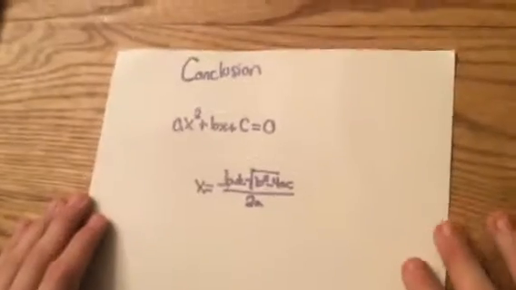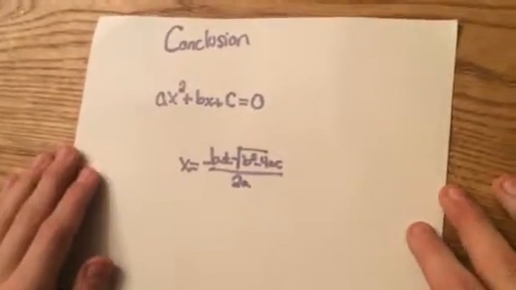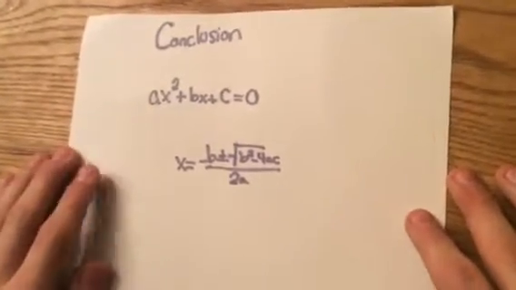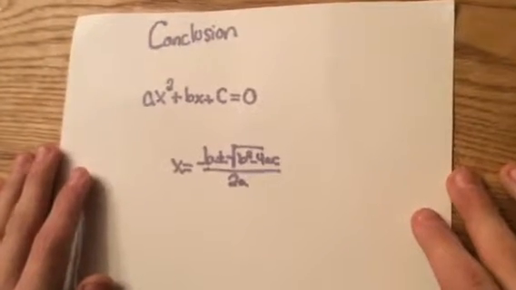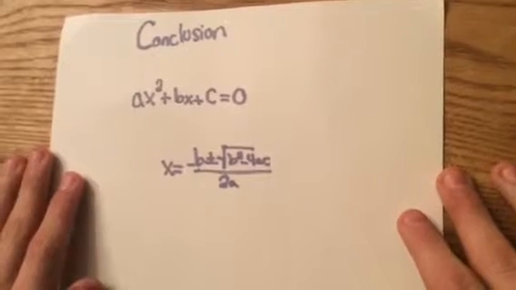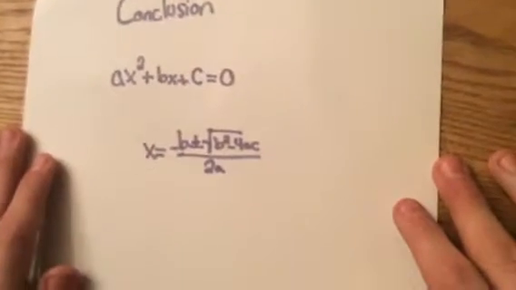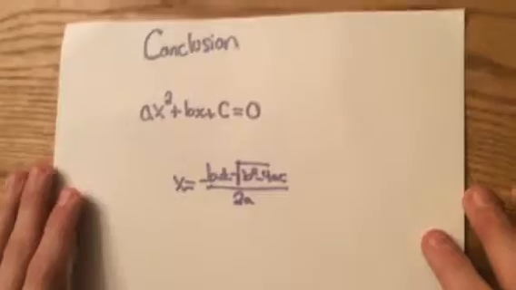In conclusion, the equation ax squared plus bx plus c equals 0 can also be written as x equals negative b plus minus the square root of b squared minus 4ac divided by 2a.